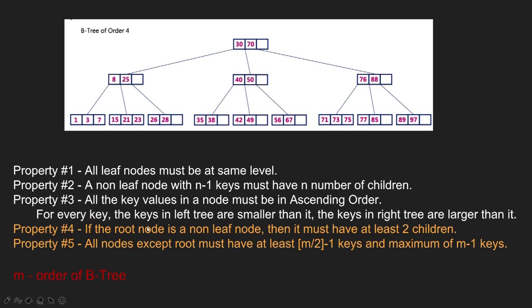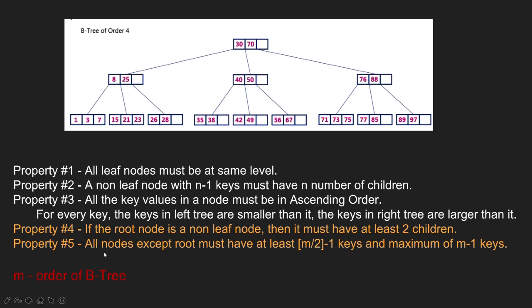Property 4, if the root node is a non-leaf node, then it must have at least 2 children. If it's a non-leaf node, then it must have children. So why at least 2 children? We will look at this property when we try constructing a new tree.